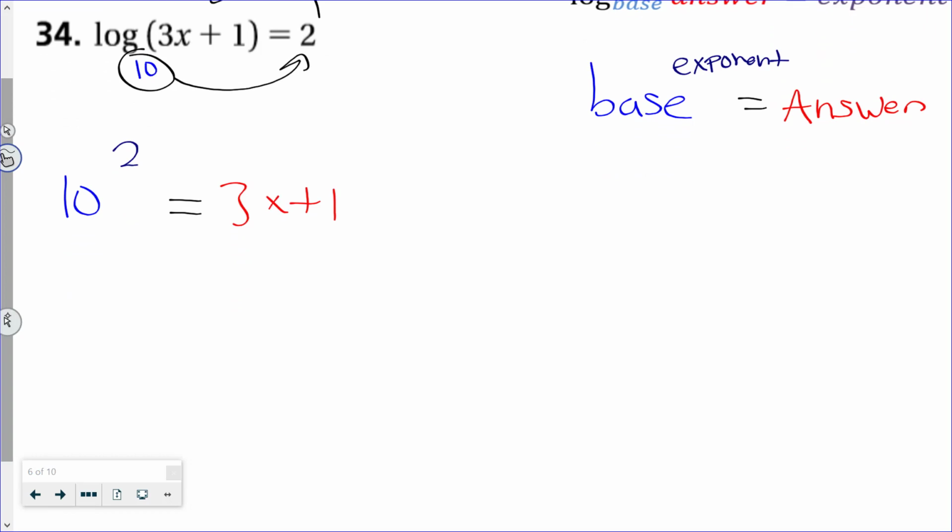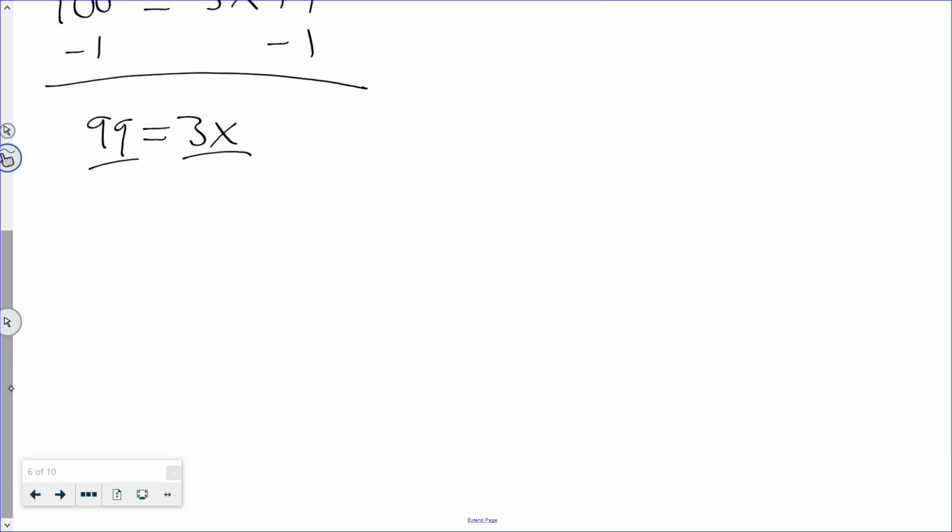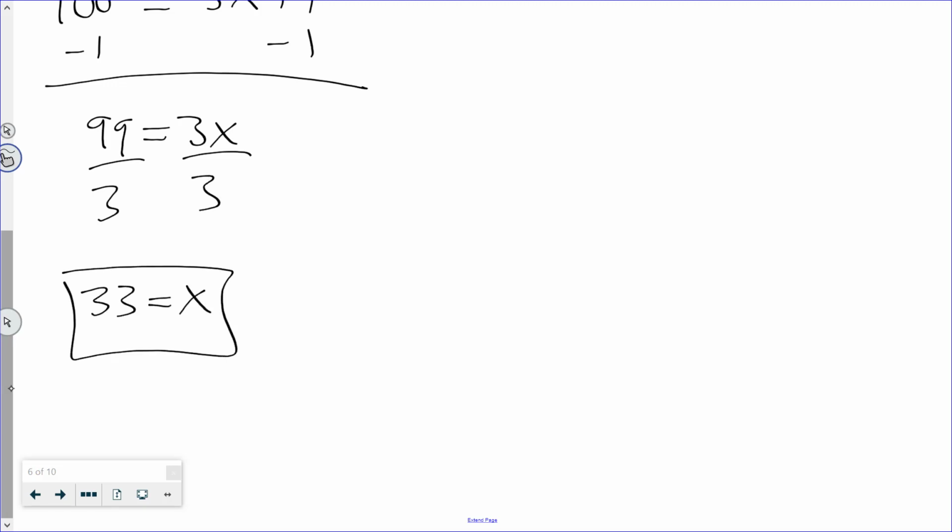Now that we're in exponential form, this is a basic equation. 10 squared is 100. 100 equals 3x plus 1. Subtract 1 from both sides. 99 equals 3x. Divide both sides by 3. X equals 33 is our answer. X equals 33. Next example. Any questions on this one?